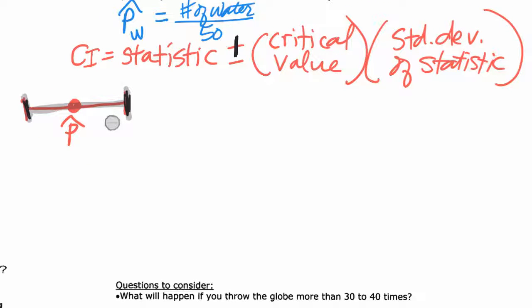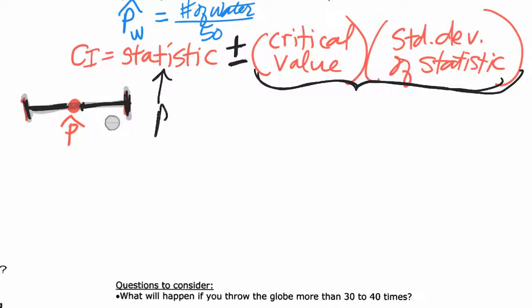In fact, the plus and the minus are the things that will make this upper whisker. When you add this amount, you make the upper whisker of the range. When you subtract this amount, you make that lower whisker. And in fact, this statistic is actually your p hat, the individual p hat that you got when you did your proportion of water on those globe tosses.